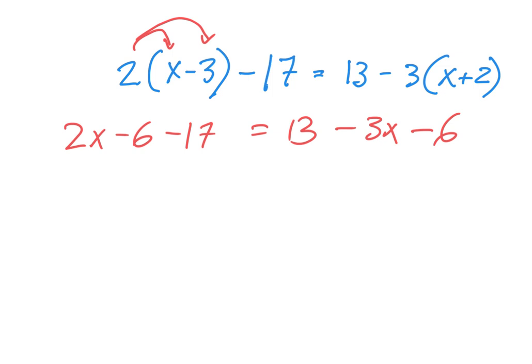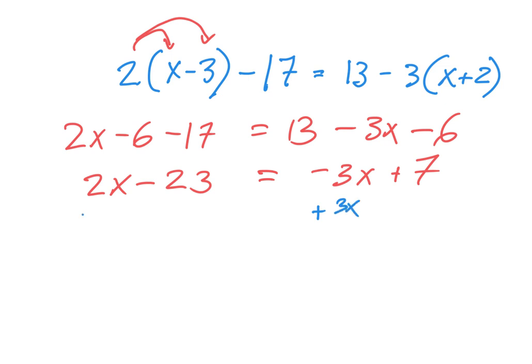Going to now simplify each side. All right, again, hitting pause and making sure you're understanding where all the parts and pieces are going and coming from. Going to add 3x to both sides. I'm going to combine a step here. I'm going to add 23 to both sides as well.